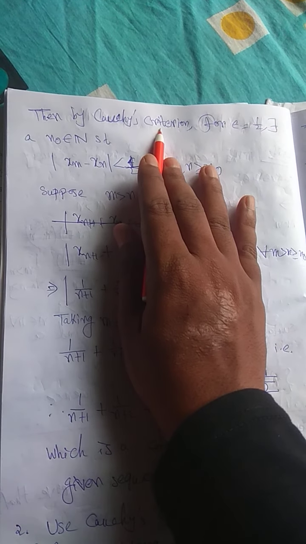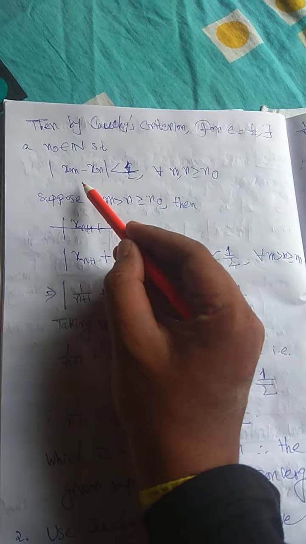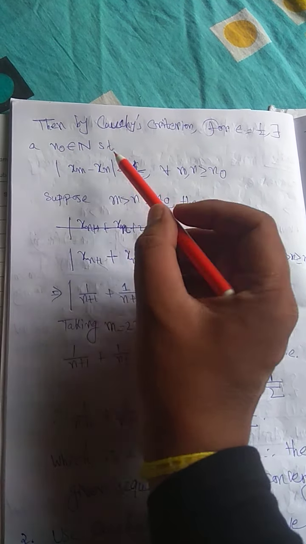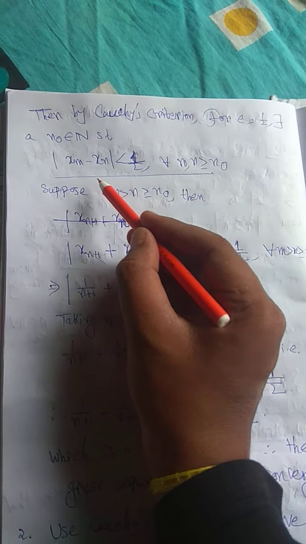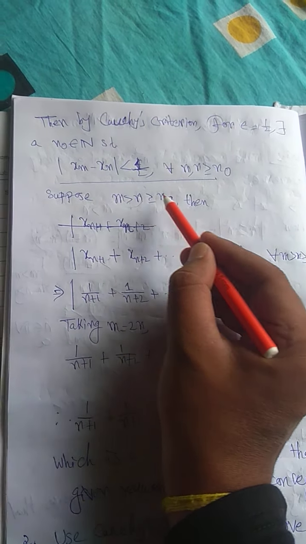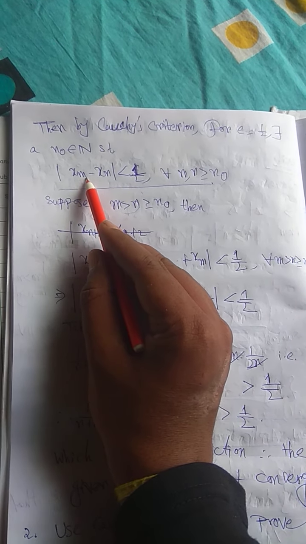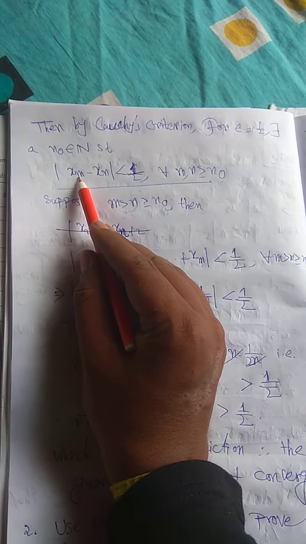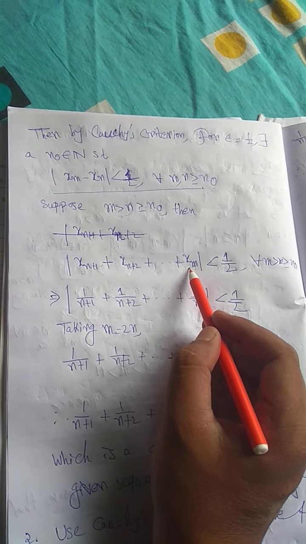Then by the Cauchy criterion I can choose epsilon according to my choice, let's say half, and there exists a natural number N which will satisfy the condition because it is a Cauchy sequence. Now choose m greater than n, and that is greater than or equal to the natural number N. Now as I told you, since m greater than n, if you subtract xn from xm, the difference starts from 1 by n plus 1, 1 by n plus 2, up to 1 by m.